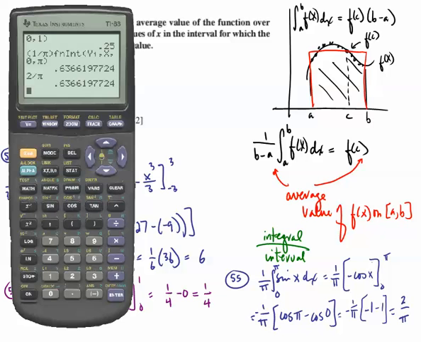So there's a way of finding what we call the average value of the function. It's the integral divided by the width of the interval. Alright, we'll go on to the next set of problems in the next video.